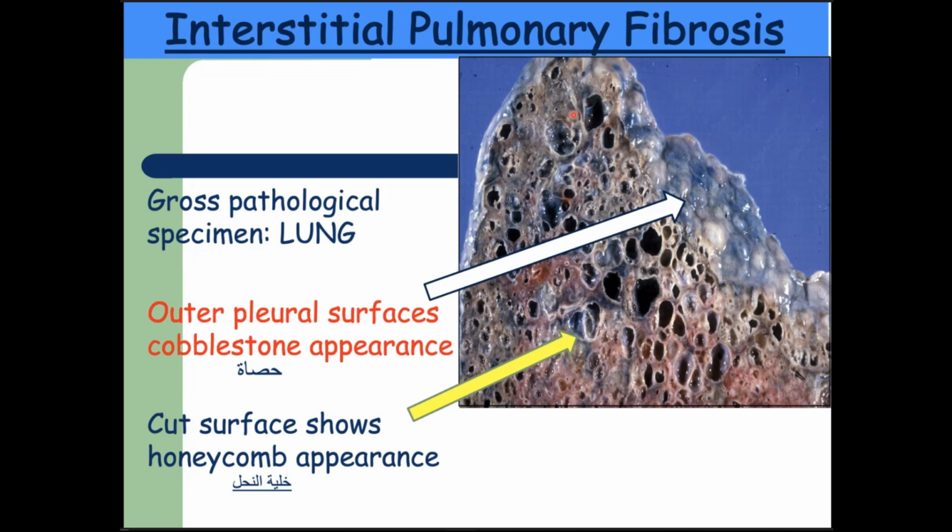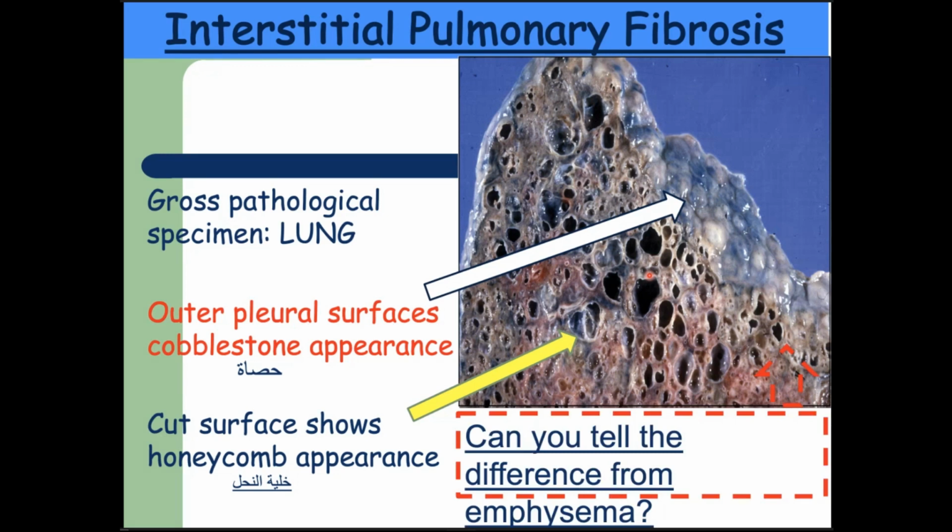There is a pulling effect, and because of that, the pleura is also not smooth, and you see a stone-like appearance on the surface, and the cut surface has a honeycomb appearance. This is interstitial fibrosis. It can occur idiopathically or from various other causes, but they have the same thing. They have a cobblestone pleural surface, and the cut surface is honeycomb.